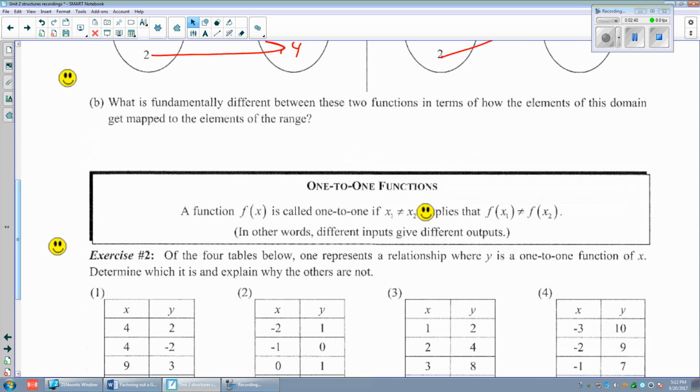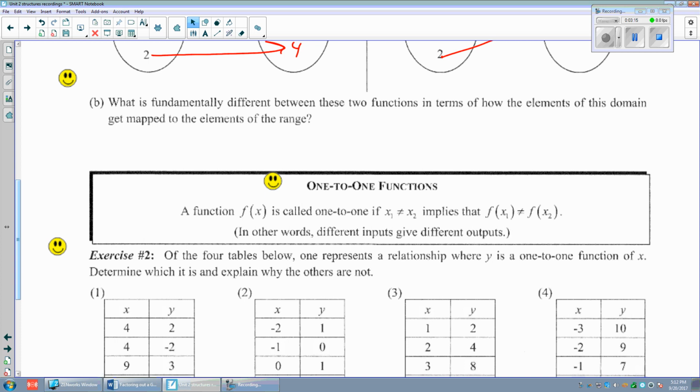So think of it this way. A function f of x is called one-to-one if we have two unique inputs. We're putting in two unique numbers. The first number does not equal the second number. That implies, since it's one-to-one, that the answers are going to be unique also. They're not equal to each other. So if the x's don't equal, the y's cannot equal each other. In other words, different inputs give different outputs.